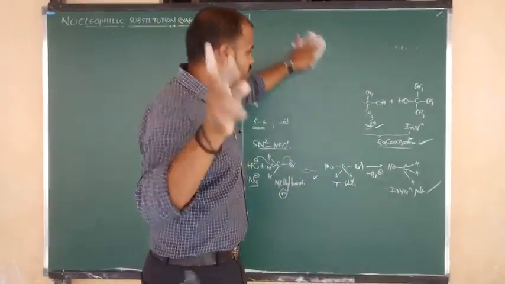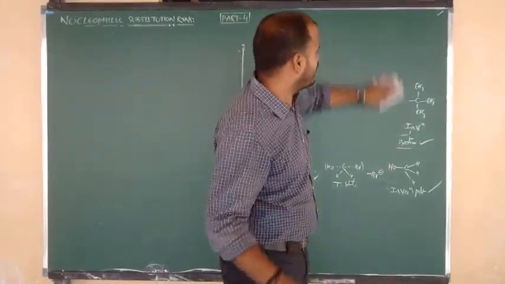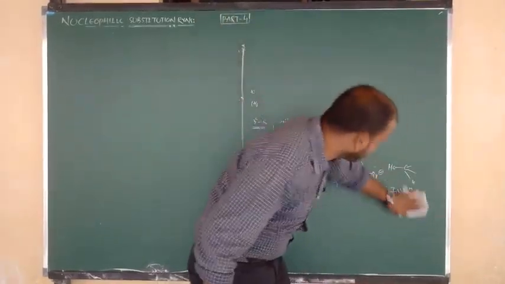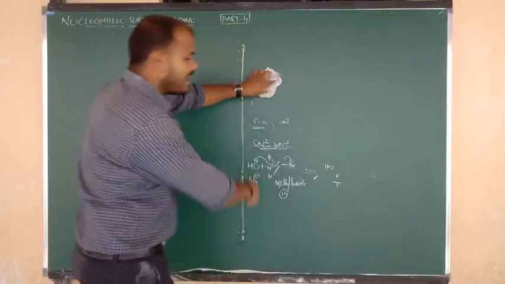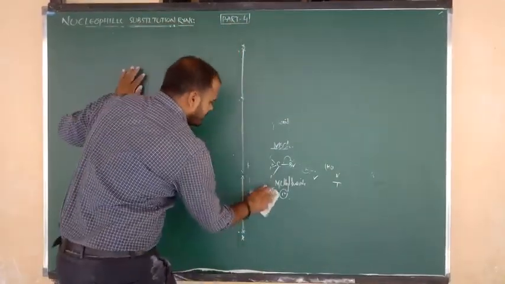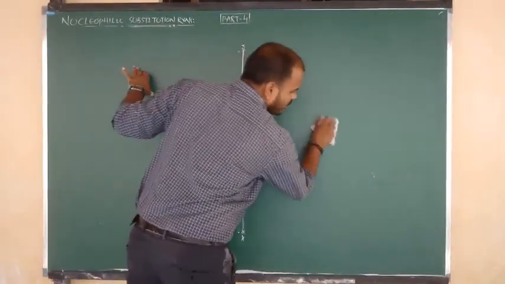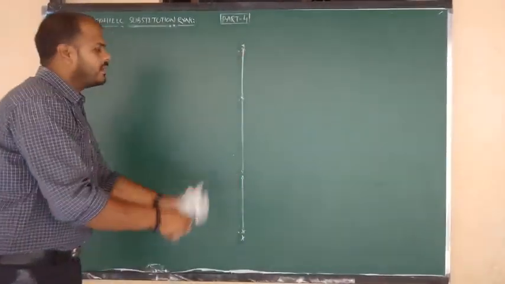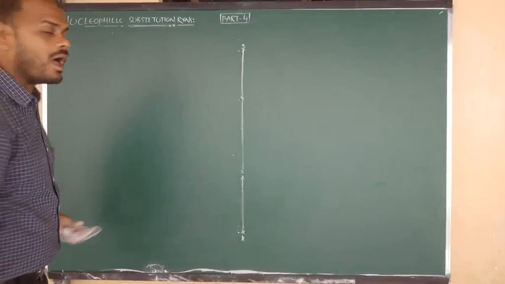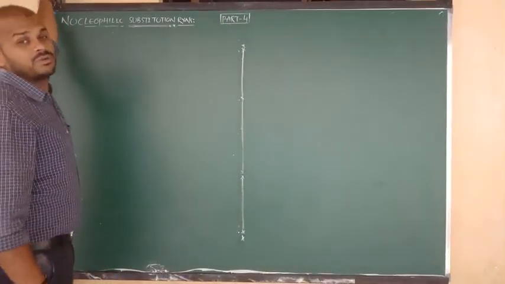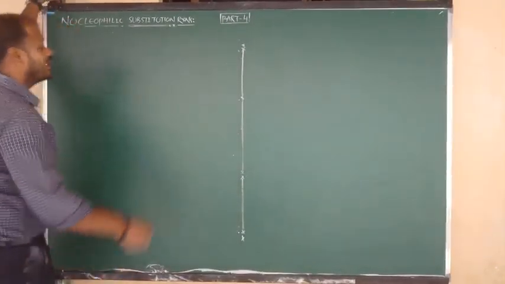Try to remember only two compounds. One is vinyl chloride, and one more is aryl halide. One is vinyl halide, one more is aryl halide. These two halogen compounds do not undergo nucleophilic substitution reactions.